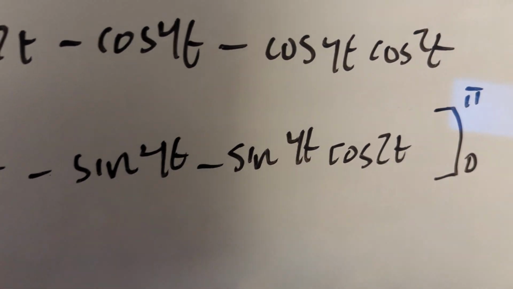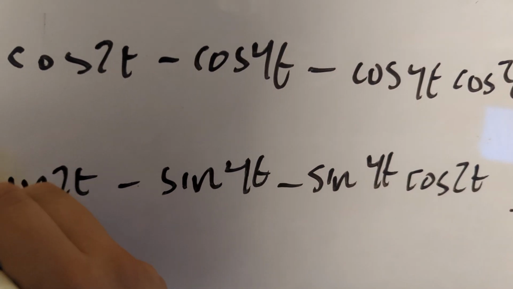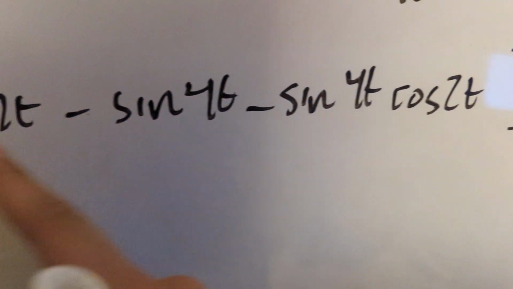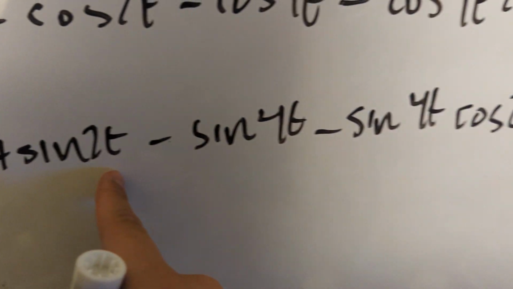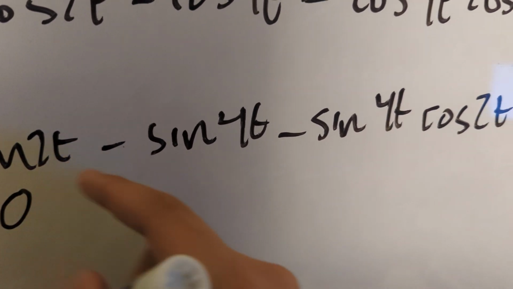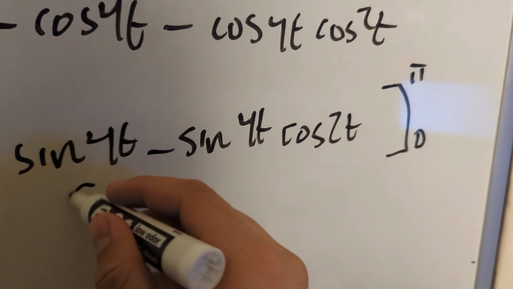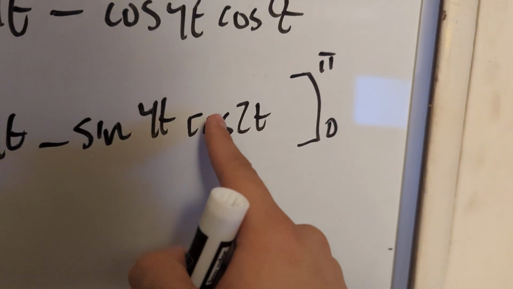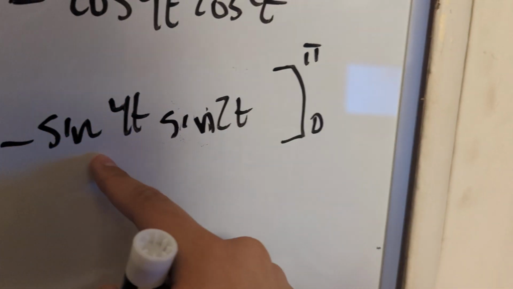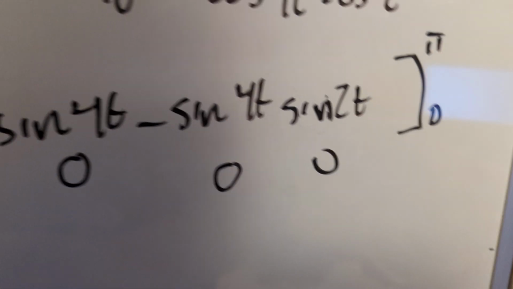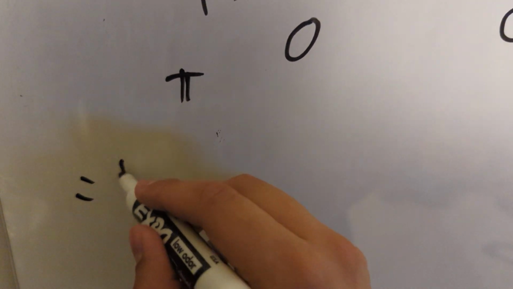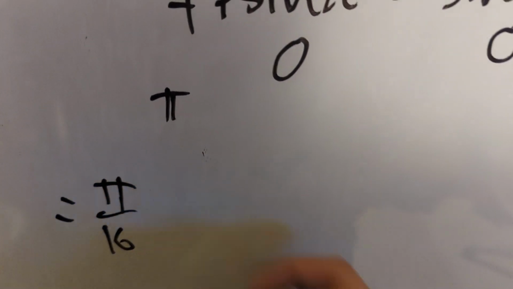0 will just be 0. Oh, I almost forgot the t here. The 1 becomes a t. When we put pi in here, remember that sine of 2 pi is always going to be 0. 4 pi, doesn't matter, it's also going to be 0. This one, I almost forgot the sign here, this one's also going to be 0 and 0. So the final answer would be pi over 16.